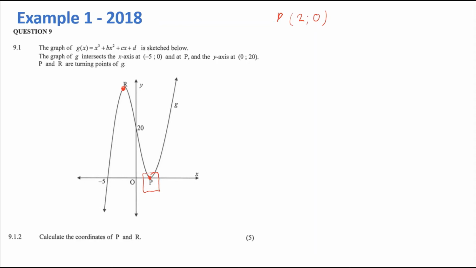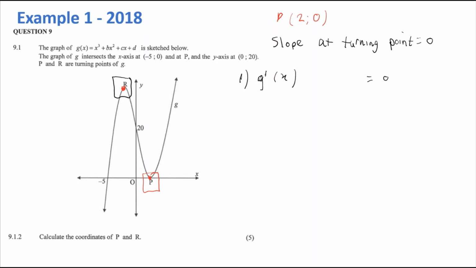Okay, and now for R, well, R also has a very unique property in the sense that it's a turning point. What do I know at a turning point? Well, I know that the slope at a turning point equals 0. Okay, so what do I need to do? I need to, in the first step, calculate the derivative, so g prime of x. I need to equate that to 0, and then I solve for x.